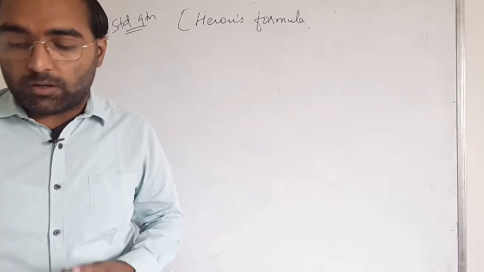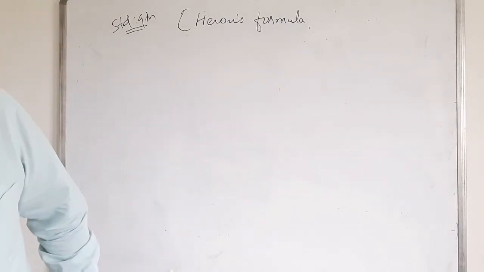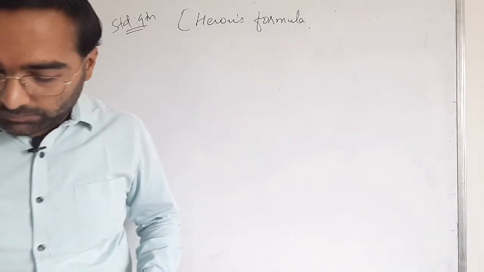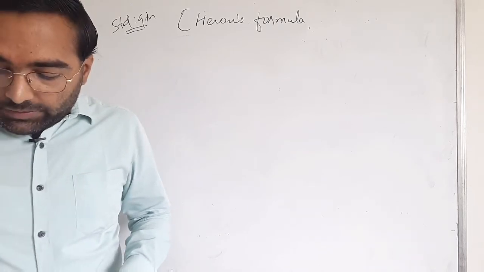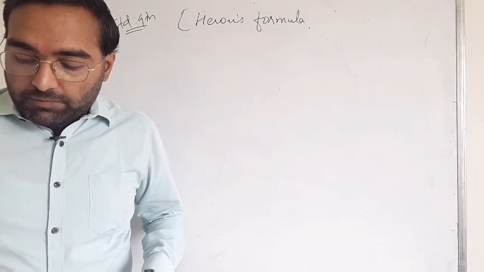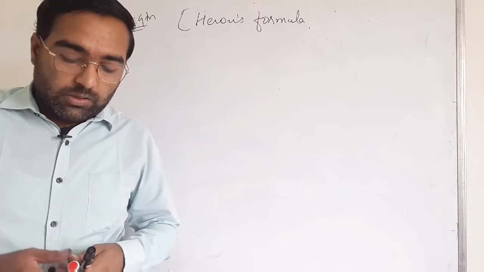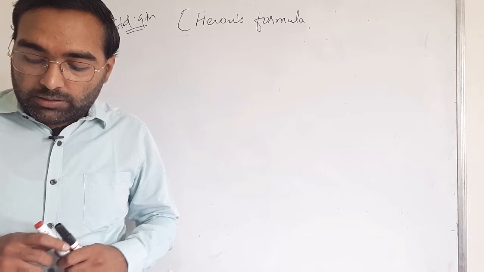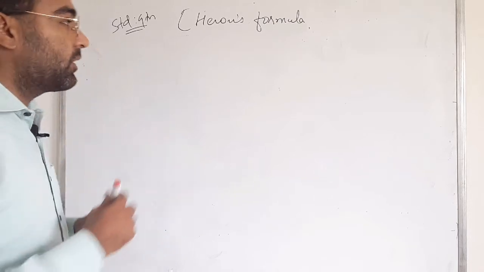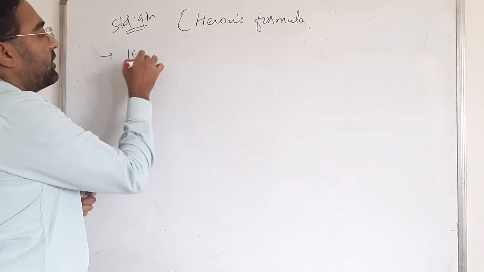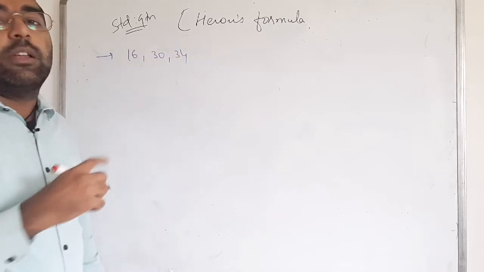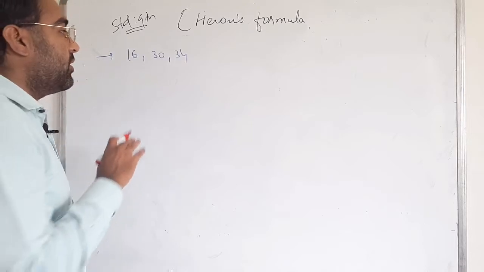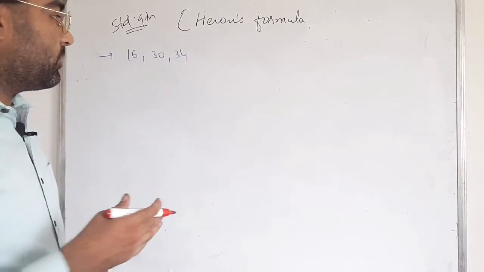Okay, so let's move to the questions. The sides of the triangle are 16 centimeter, 30 centimeter and 34 centimeter. Then what is the area? It directly tells you that the sides of the triangle are 16, 30 and 34. What is the area of the triangle? This is a 1 mark question, an MCQ type of question, so we will do it as quickly as possible.